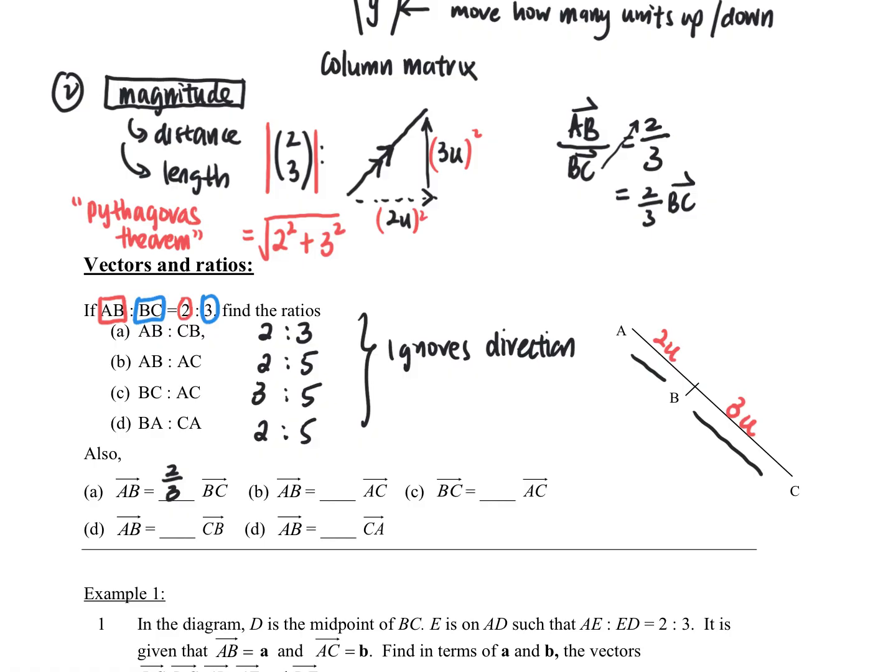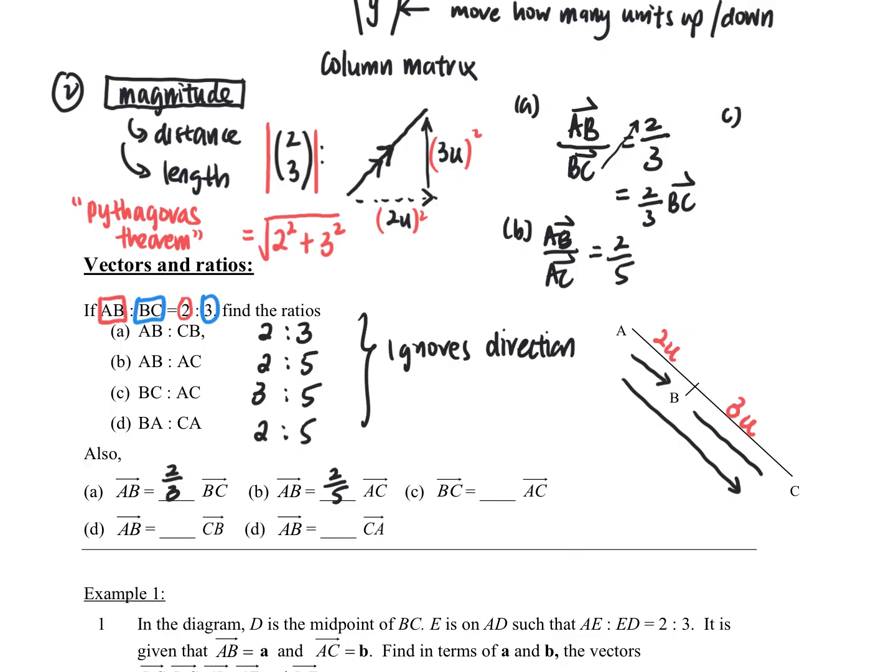Okay. What about AB? This part A. Okay, what about AB is to AC? AB is here. AC is the whole thing. So 2/5. So this is 2/5. Okay? So far, that's it.